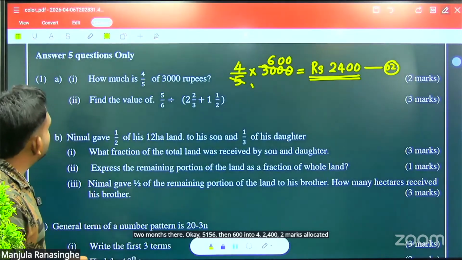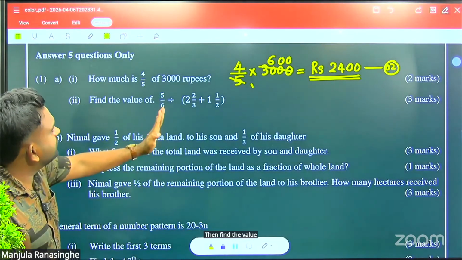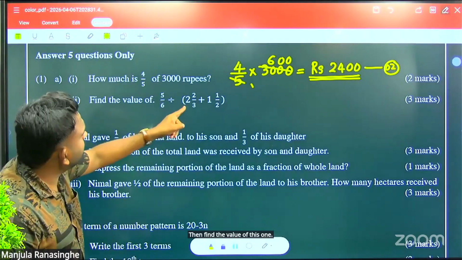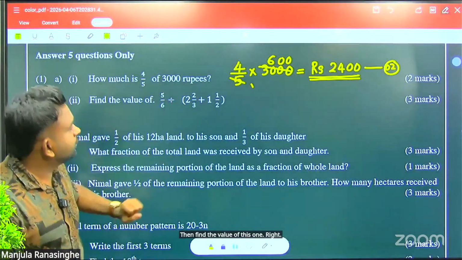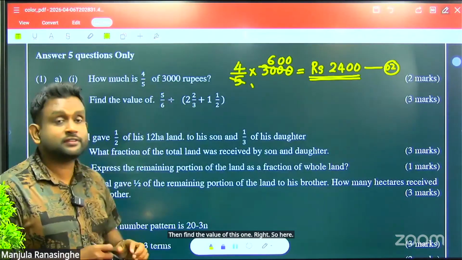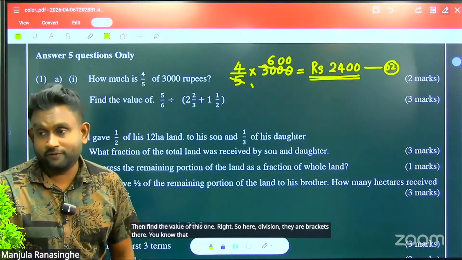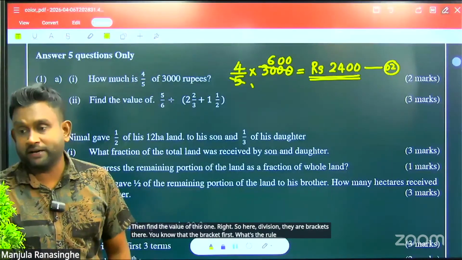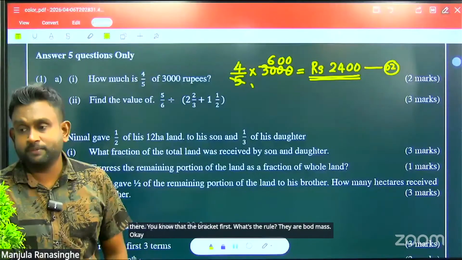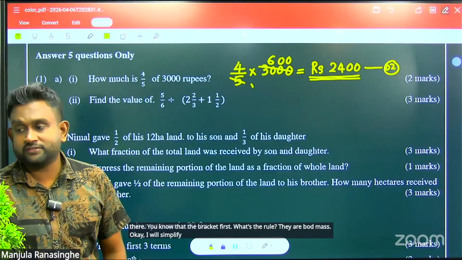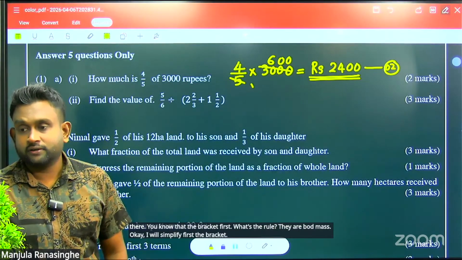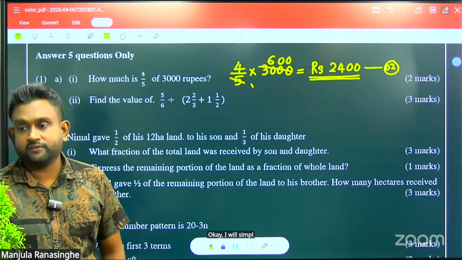Fine. Then find the value of this one. Right. So here, division there, brackets there. You know that the bracket comes first. What's the rule there? BODMAS. I will simplify the bracket first.